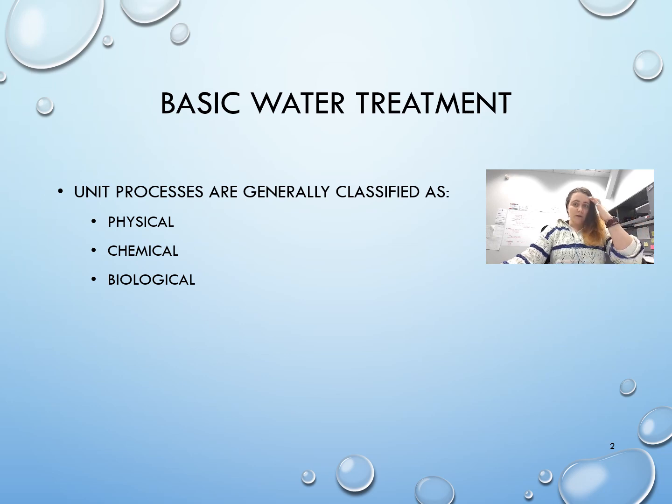So, in basic water treatment, unit processes are generally classified as either physical, chemical, or biological based on what they're doing. So, physical unit processes we normally call unit operations, and then chemical and biological processes are normally called unit processes. So, just a little bit of terminology. Your book uses this terminology if you're reading through it. It's just a different way to differentiate the two of these.